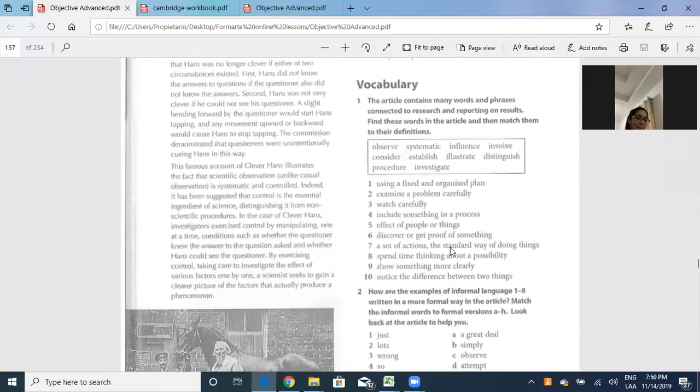Okay. Very quick, we can maybe do this vocabulary part together to try to understand the meaning depending on the context of this article. So, for example, it says the article contains many words and phrases connected to research and reporting on results. Find these words in the article and then match them to their definitions. So, for example, number one says using a fixed and organized plan. Which word will you match it to?